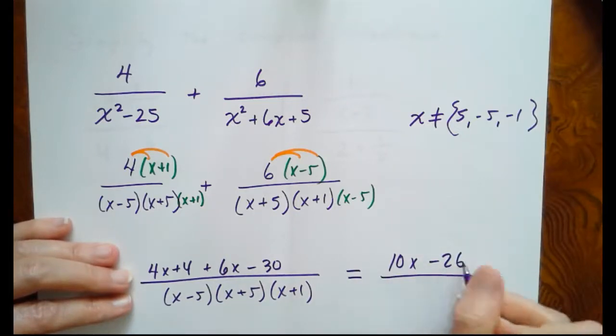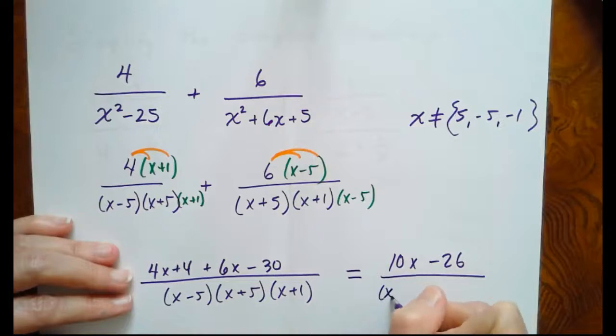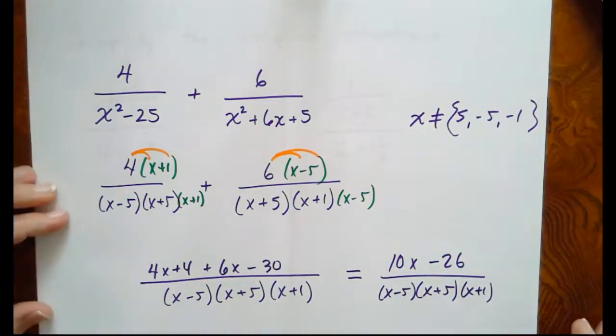Now, we could take out a 2 out of that numerator, but take a look at the denominator. Nothing's going to cancel if we take out a 2, so we can just leave it: 10x minus 26 over x minus 5, x plus 5, and x plus 1. That's your simplified result.